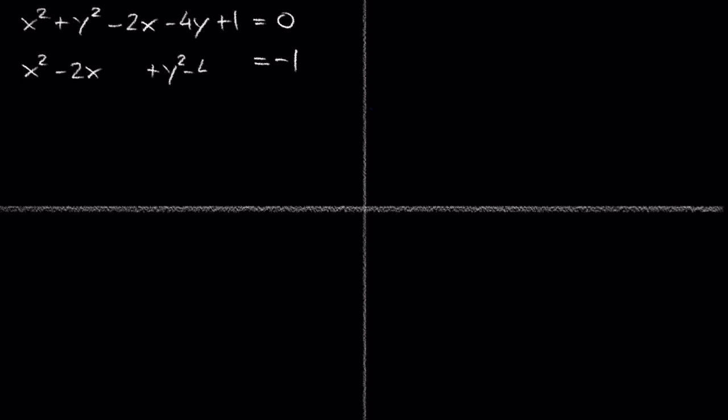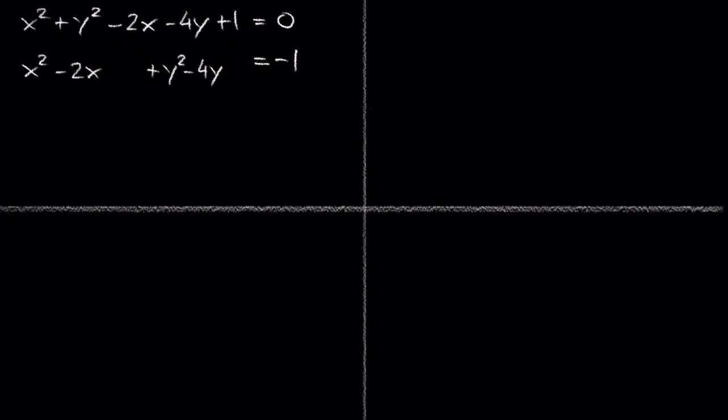Let's say we have the equation x squared plus y squared minus 2x minus 4y plus 1 equals 0. What we are going to do now is to bring the constant term 1 to the other side, which then becomes -1, and rearrange the equation, placing the x's first and then the y's. So we get x squared minus 2x plus y squared minus 4y. Make sure you leave space here and here.